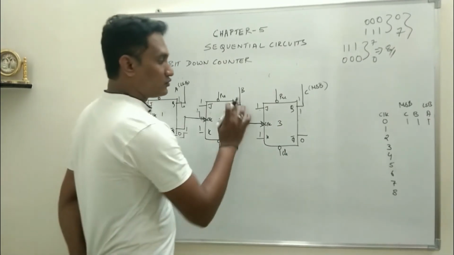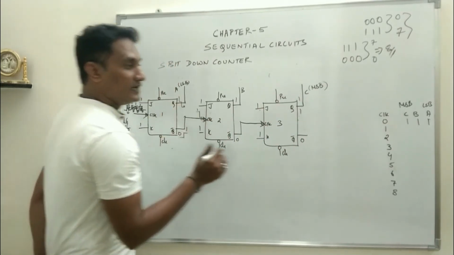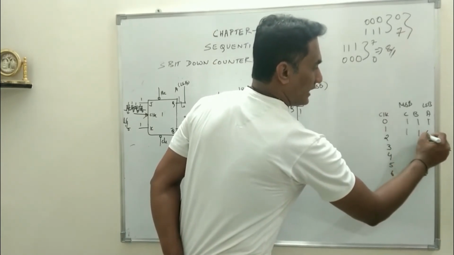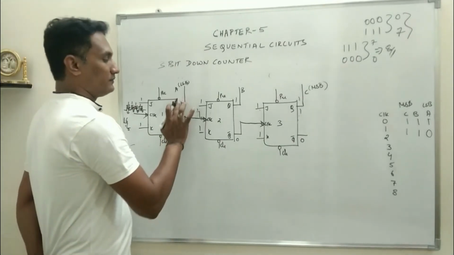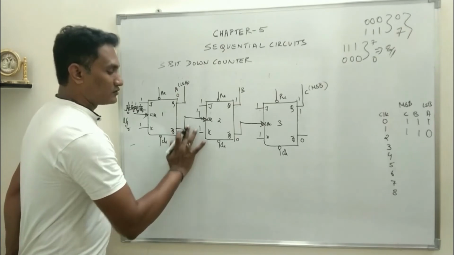So what happens to B and C? Both remain 1. But what happens to A? A goes from 1 to 0. So at the end of the first clock pulse, the state will be 1, 1, and A goes to 0. Right? Now as soon as A is 0, what happens to its Q bar?